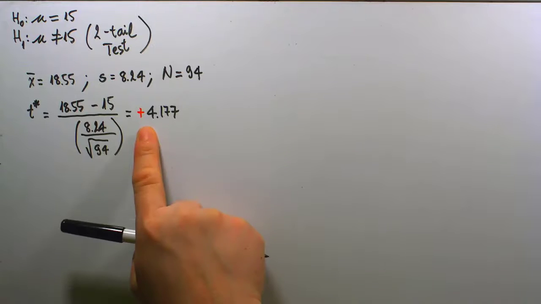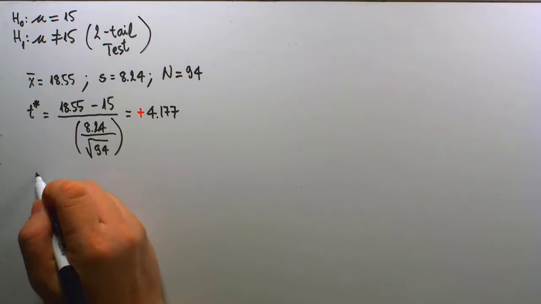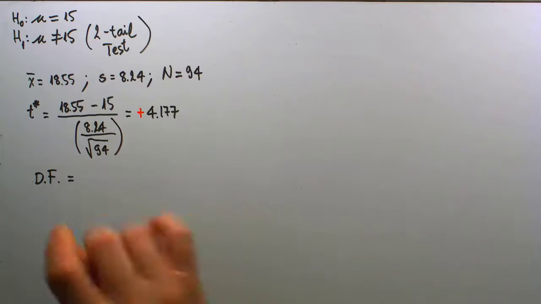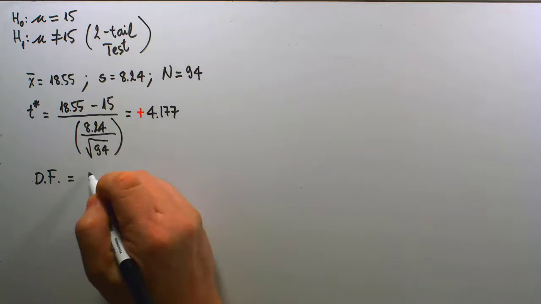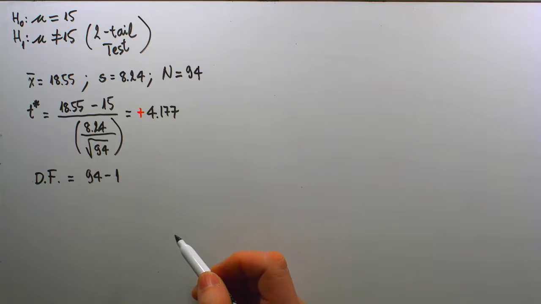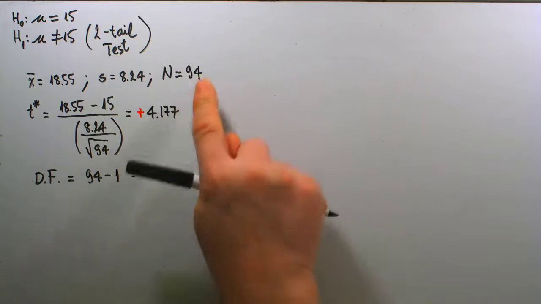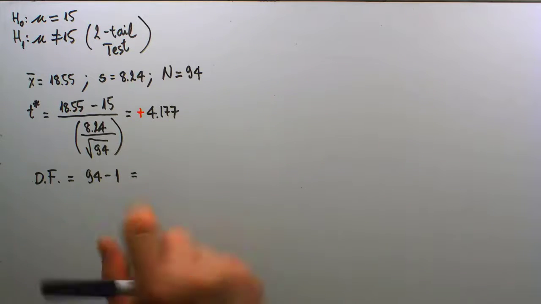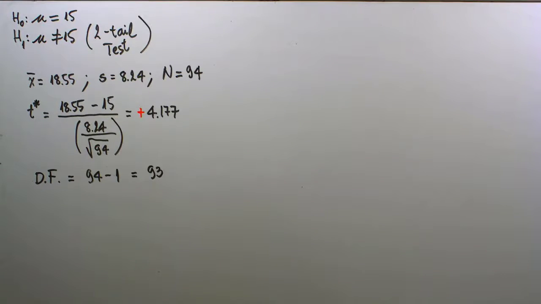And so now that we know our t star is positive, the next step here is to look at the degrees of freedom for our sample. So degrees of freedom is the sample size minus 1, just like any of the earlier problems we have done. And so here in this case, our sample being a larger sample, the degrees of freedom now is 94 minus 1, which gives us 93 as our degrees of freedom for this sample.